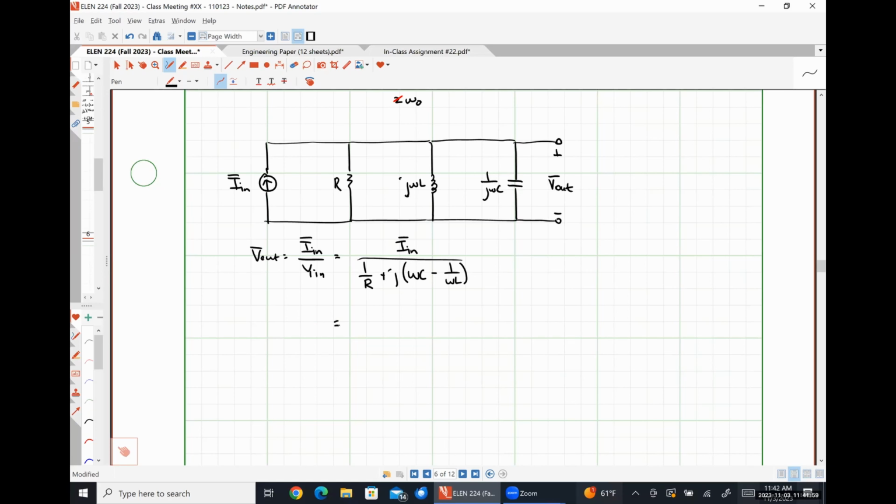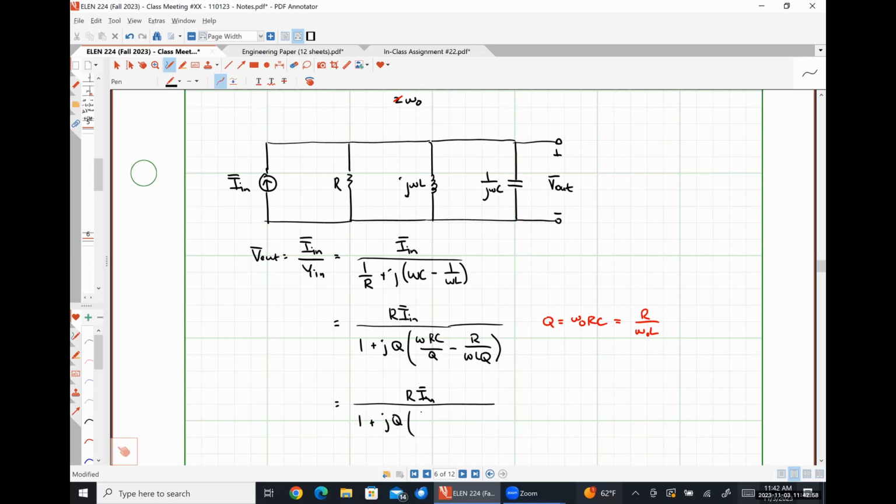So the impact that's going to have is that in my numerator, I'm now going to have R times IN divided by 1 plus jQ times omega RC over Q minus R over omega Q, like so, recalling that Q is equal to omega naught RC and equivalently R over omega naught L. This allows me to write this as R times IN divided by 1 plus jQ times omega over omega naught minus omega naught over omega.